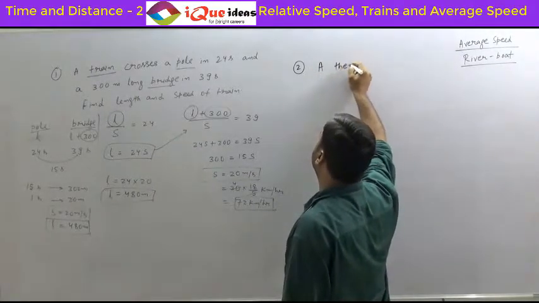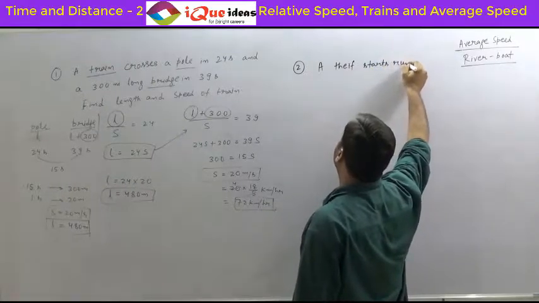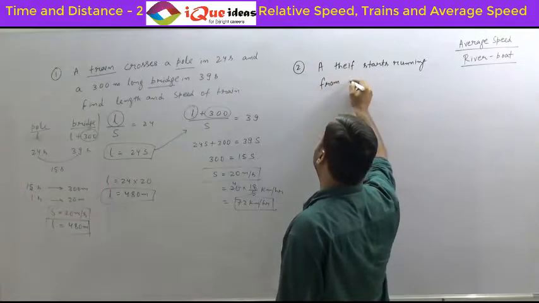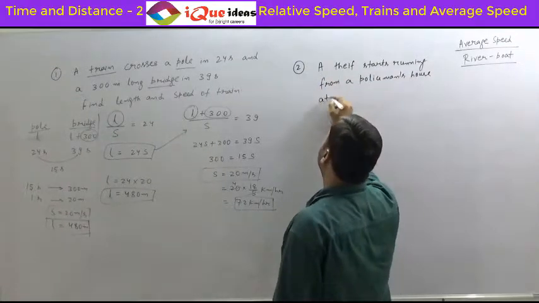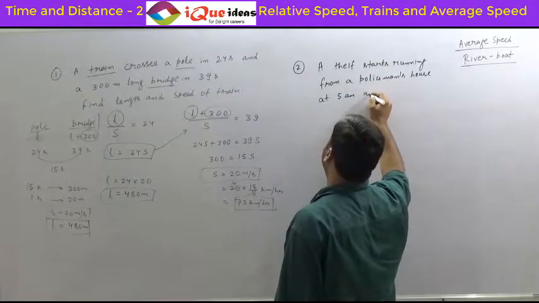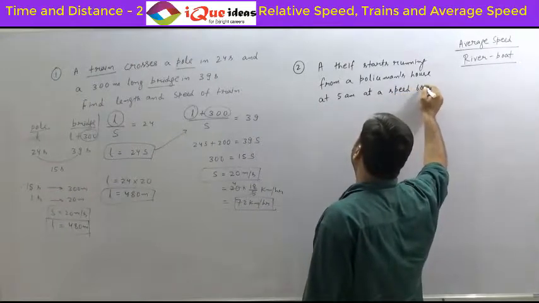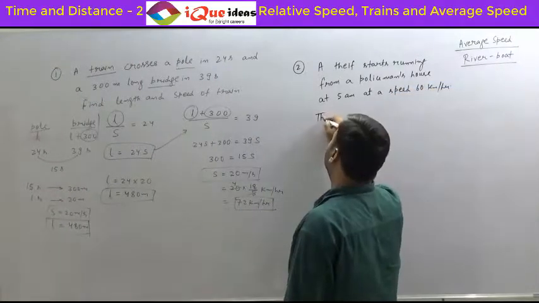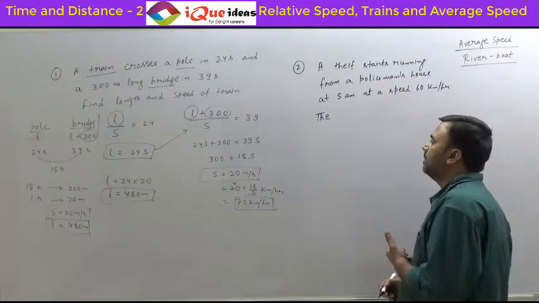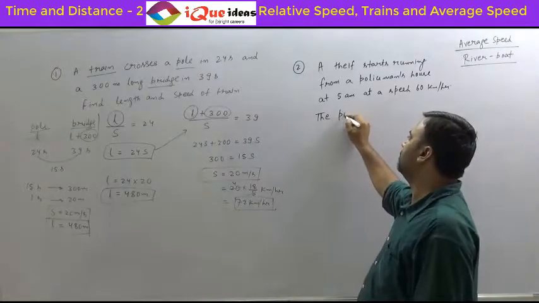A thief starts running from a policeman's house at 5 a.m. at a speed of 60 kilometers per hour. The policeman realizes that something has happened or some theft has happened at, let's say, 8 a.m.